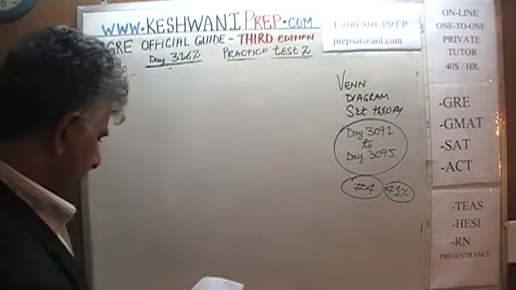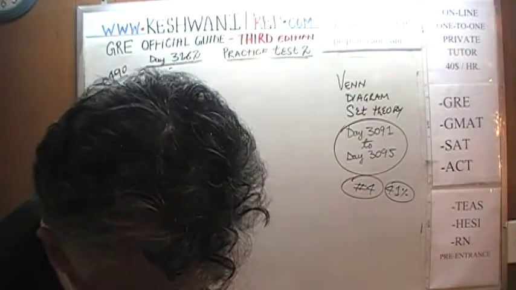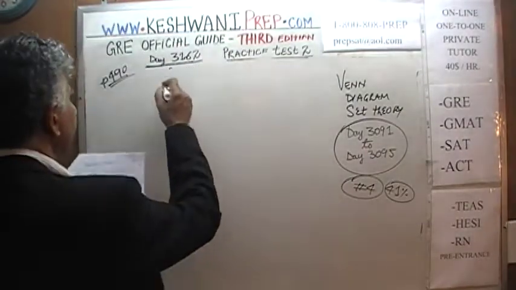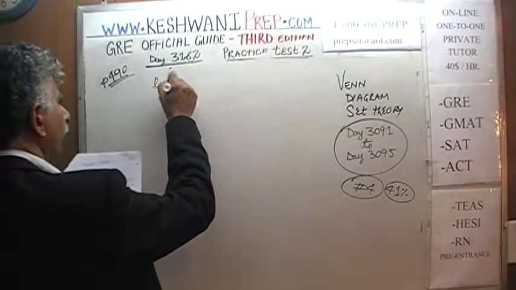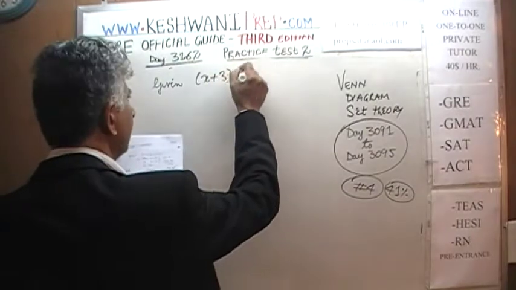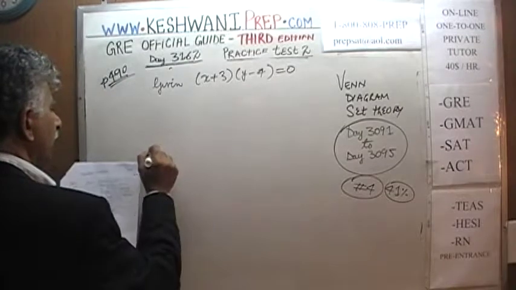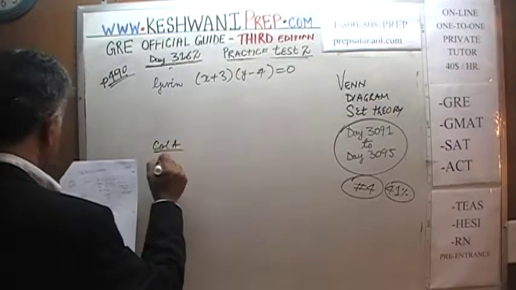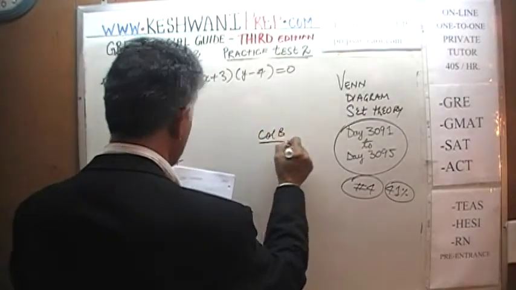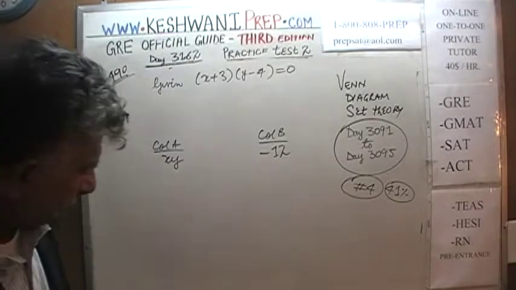Number 6. In number 6, we are given an equation. We are given an equation, x plus 3 times y minus 4, we are told, is equal to 0. And we are being asked to compare in column A the product xy, and in column B simply negative 12. Let's see what we can do.